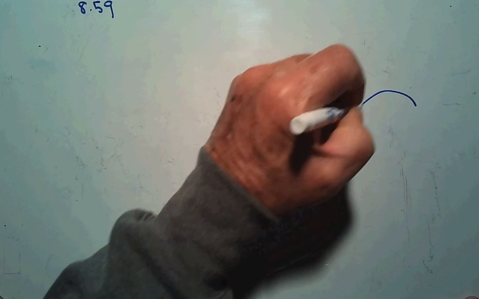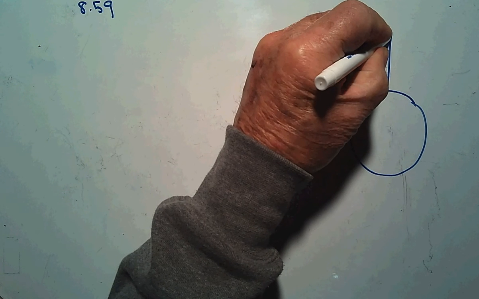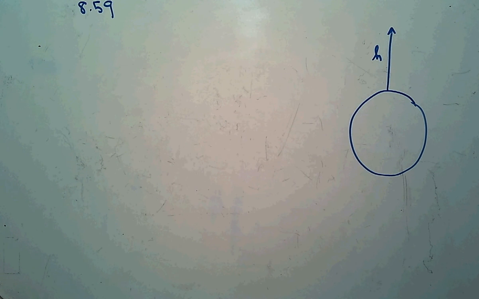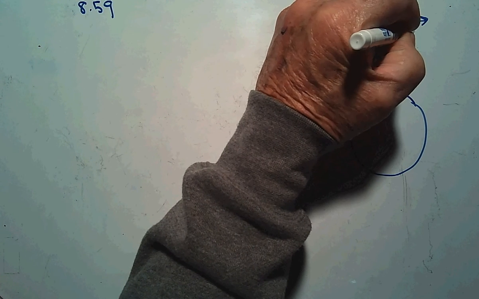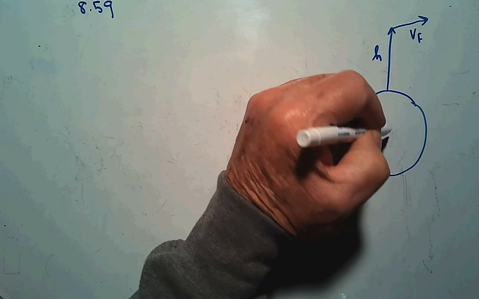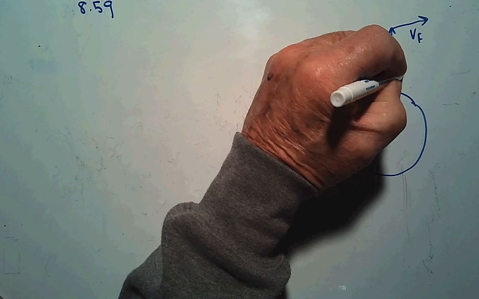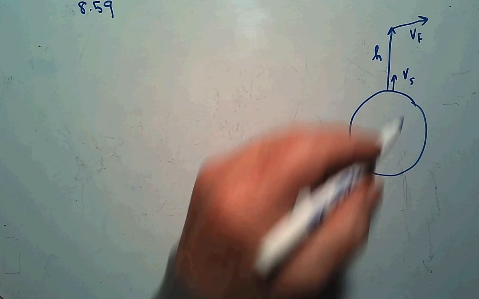In problem 8.59, we're going to launch a satellite or a missile from the surface of the Earth to an altitude h, in which it'll have some final velocity and it'll have some initial velocity that it was launched with. So I'll call that the velocity that it starts with. It's going to rise to an altitude of h.